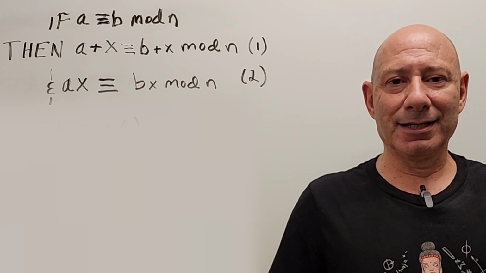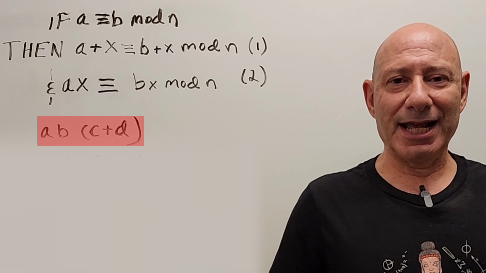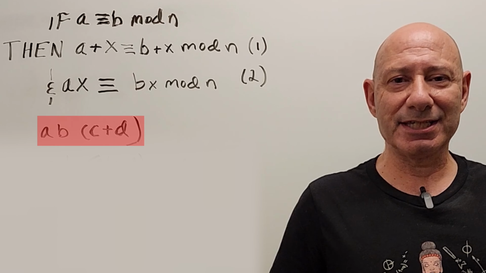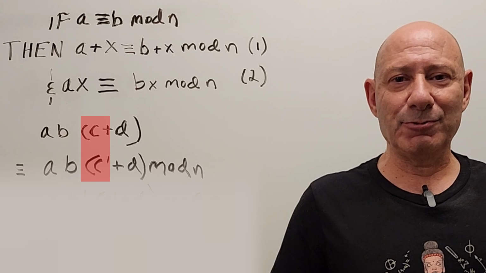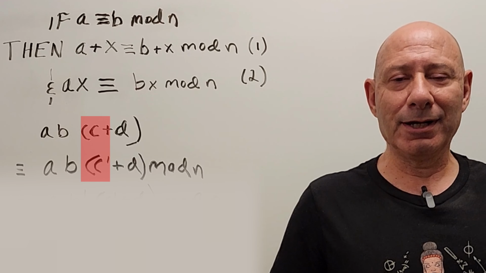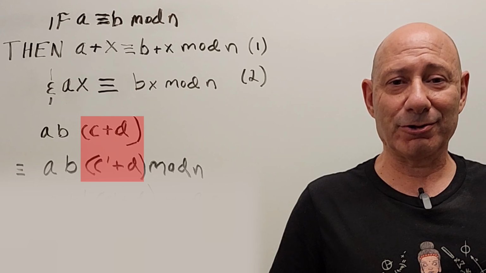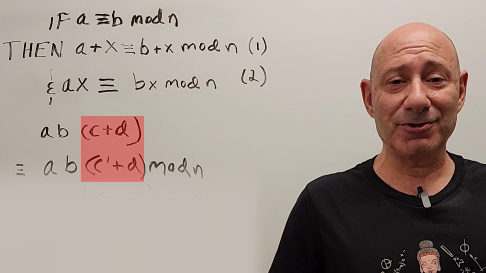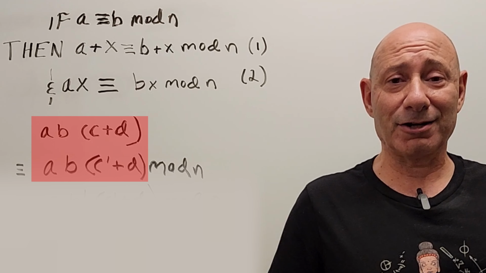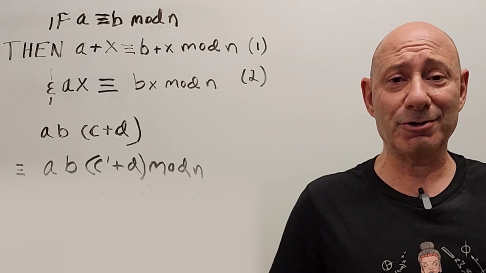Now, the idea that congruent numbers are interchangeable in any expression is just a repetition of this basic idea. Consider, for example, this expression, a times b times the sum of c plus d. If we replace the c with a congruent number c prime, well, by rule number 1, if these two things are congruent, then these two things are congruent. And by rule number 2, if these two things are congruent, then these two things are congruent. So the expression stays congruent.